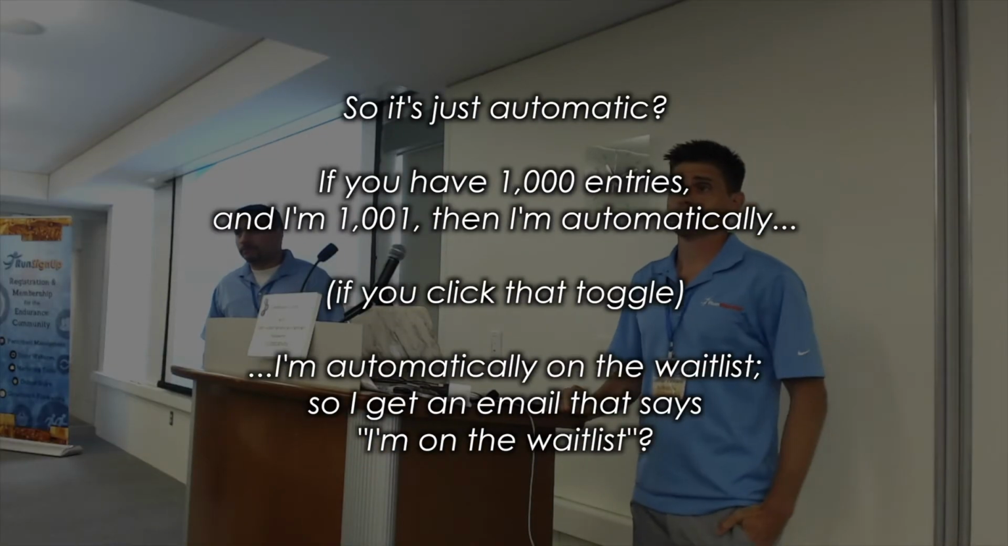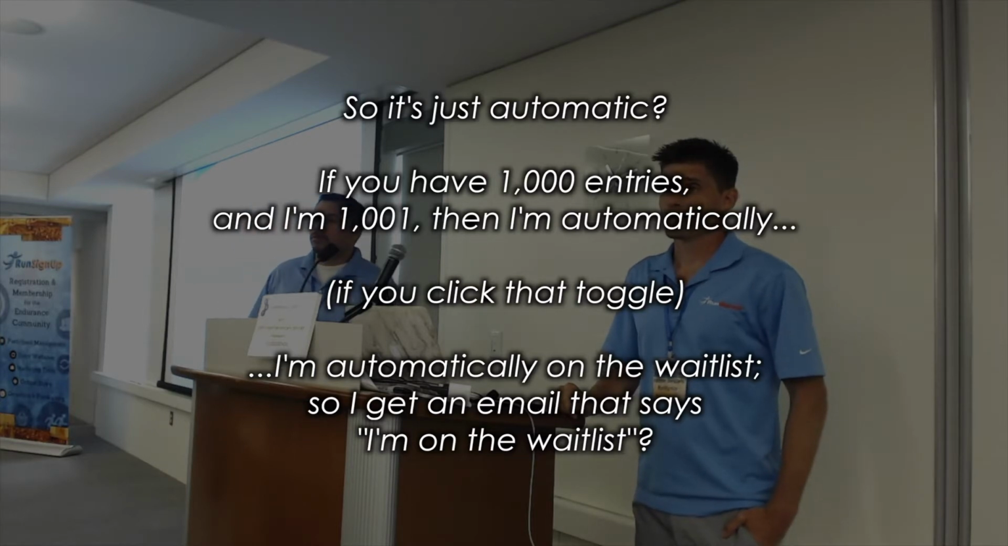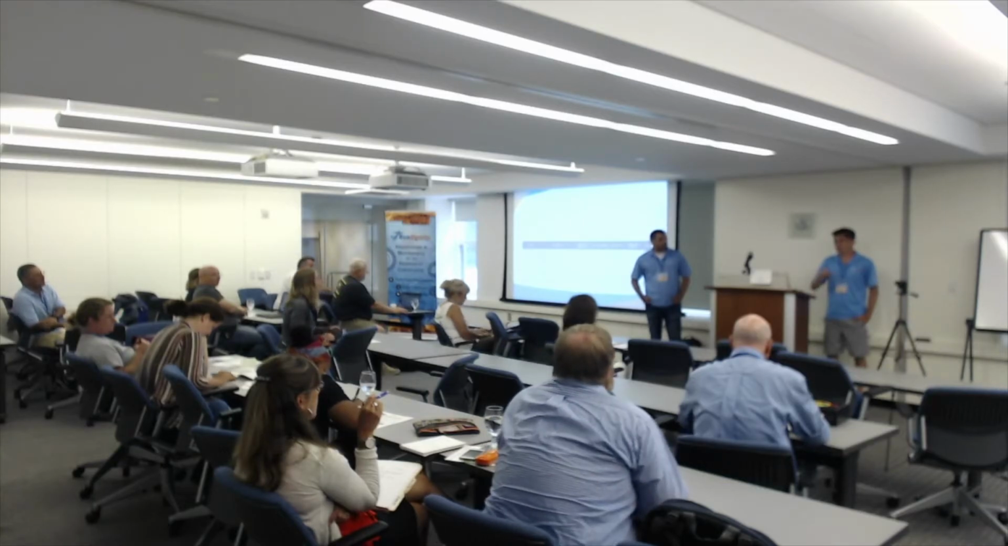Okay. So it's just automatic. If you have 1,000 entries and I'm number 1,001, if you click that toggle, I automatically am on the wait list, or I get an email that says I'm on the wait list? You'll see sign up. It'll say, this race is full. Would you like to sign up for the wait list? Click yes, boom, and now you've got their information.